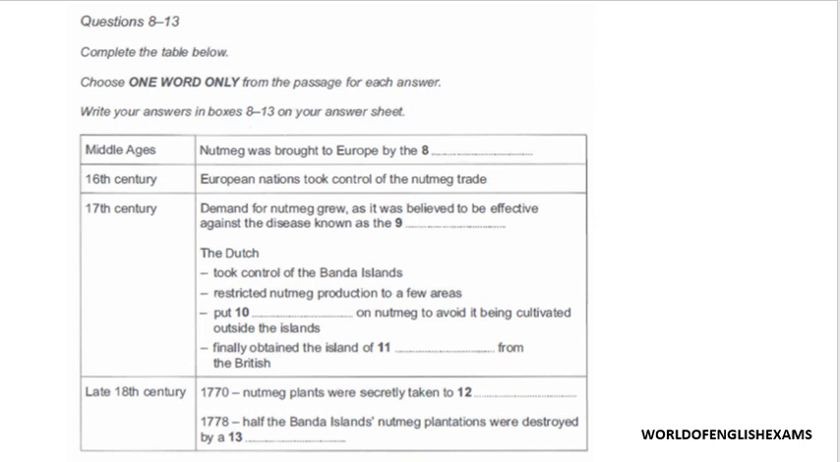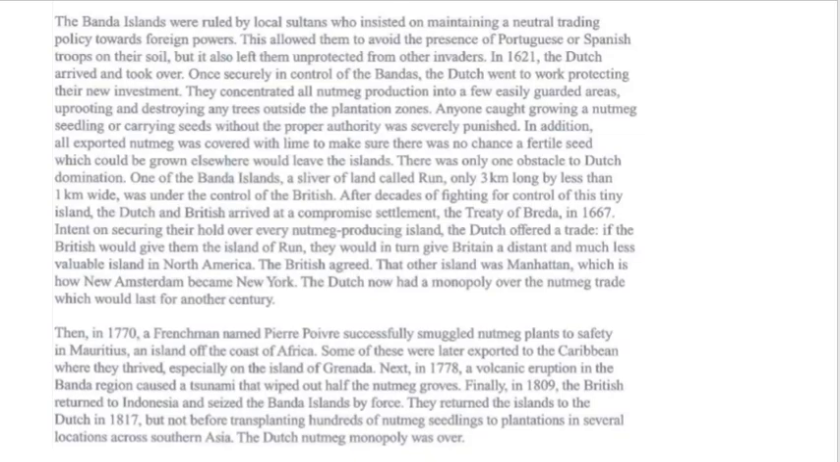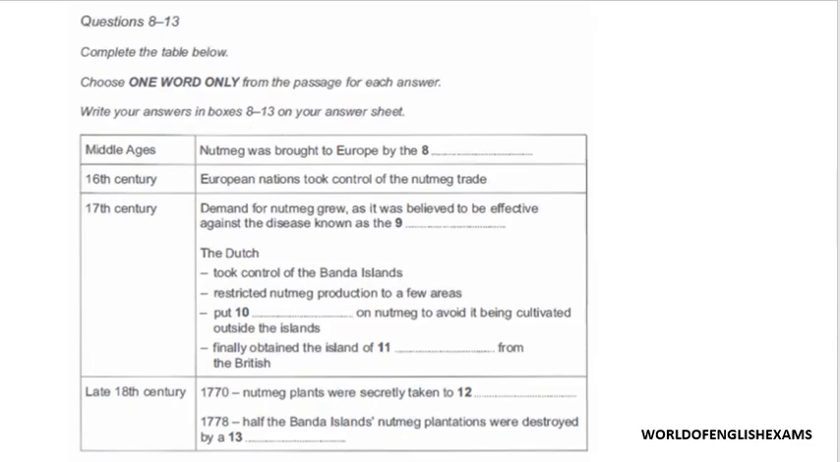Next, finally obtained the island of dash from the British. So, the Dutch were able to obtain the island of dash from the British. Originally it was a British island, and that was taken over by the Dutch. So, what is it that we need to find? See, here you are able to see the term British would give them the island of Run. So, what is the name of the island? Run. See how simple and easy it is, guys. If you know how to find it, you can find it.